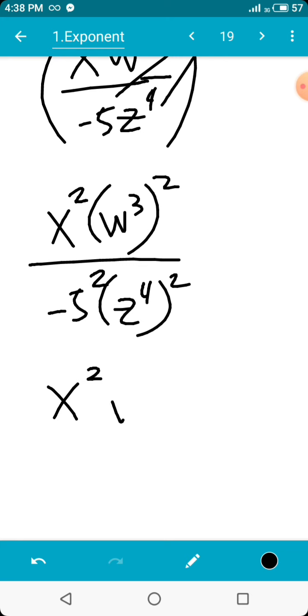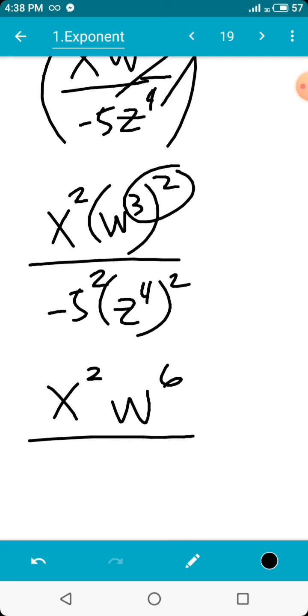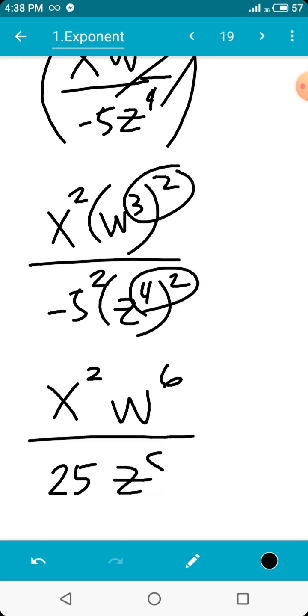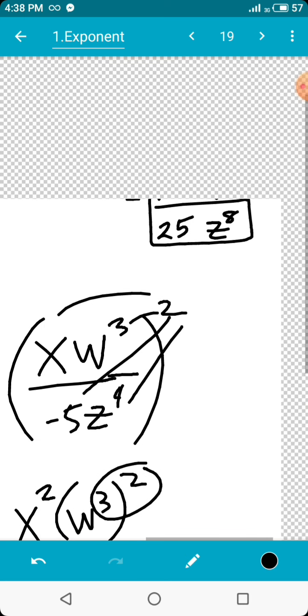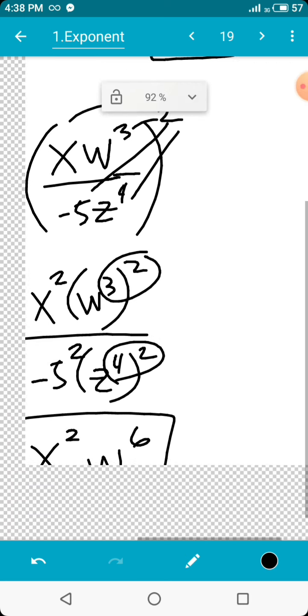And then yung w natin, so yung rule natin, i-multiply lang natin ito. And then yung negative 5 squared, that is 25. And then yung z natin, multiply lang ulit, raised to 8. So, this is how we simplify our expression. Okay?